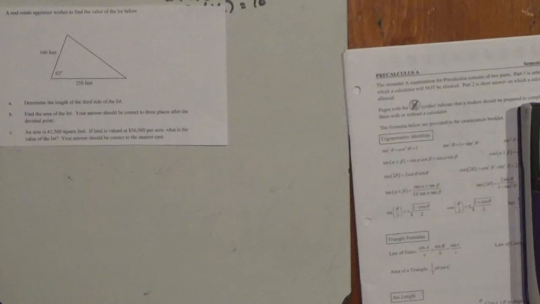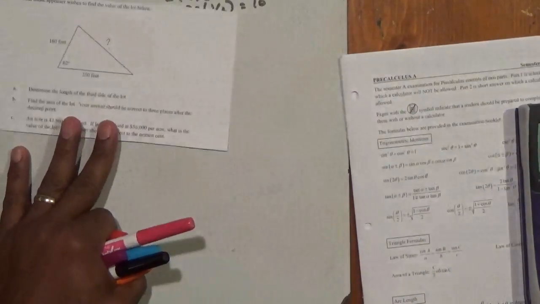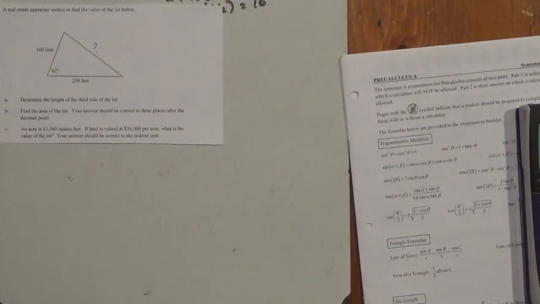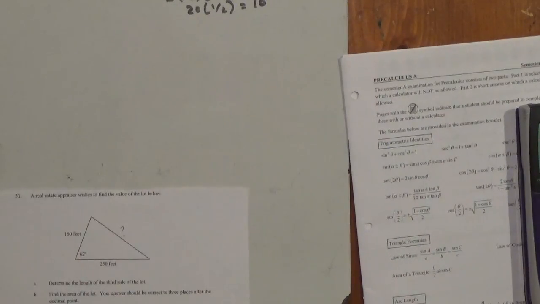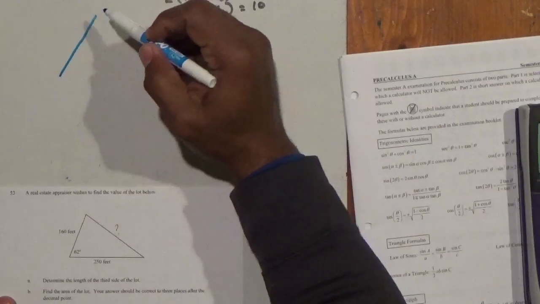And then we'll deal with C later. So we need to find the third side of the lot. That's what we're looking for. Take a second to reproduce this graph. The triangle, sorry.